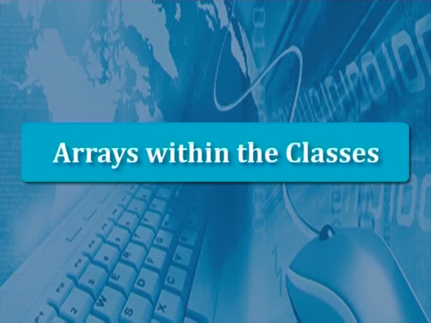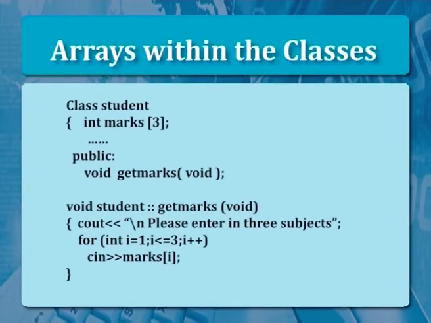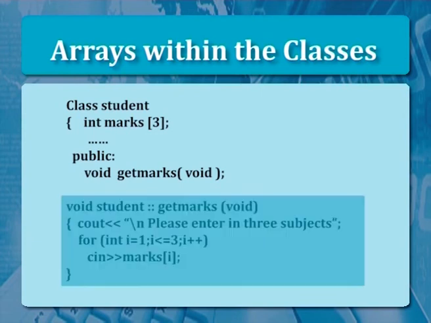Arrays within classes. Arrays within a class can be treated in the same way as simple arrays. The only exception is that they are arrays of data members. For example, here marks is an int array with dimension 3, which represents marks in 3 different subjects. It is a declaration of a public member function for inputting marks for 3 subjects. It is defined outside the class like this.